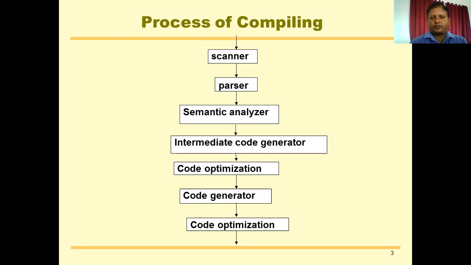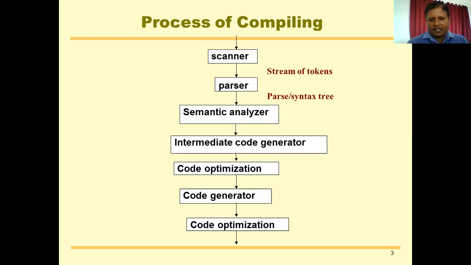The given source program is input to the scanner as a stream of characters. The scanner produces a stream of tokens as output. That stream of tokens is the input to the parser, that is, syntax analysis, which produces the syntax tree or parse tree.